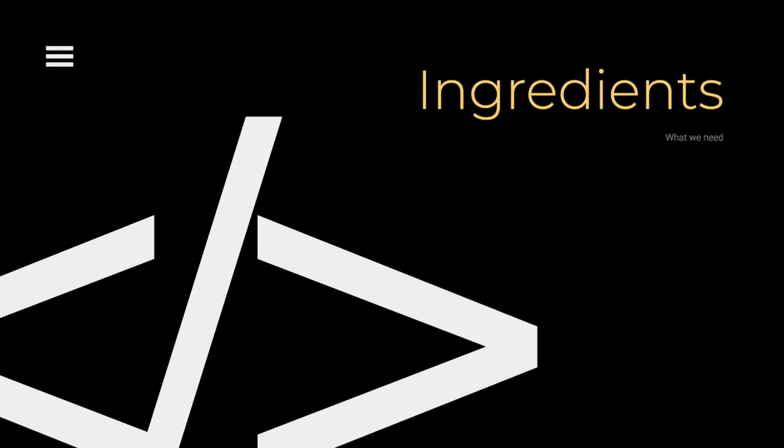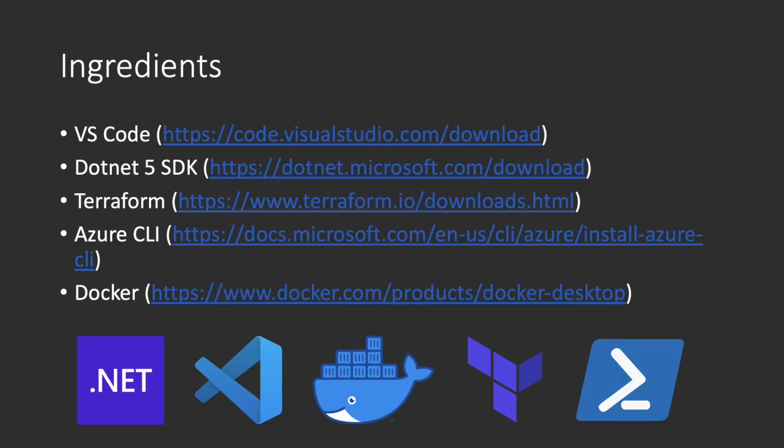So what are the ingredients that we need? We're gonna be needing Visual Studio Code, which is our code editor. We're gonna need the .NET 5 SDK. We're gonna utilize Terraform, Azure CLI, and Docker. You can find the links on the screen right now as well. I'm gonna be adding them in the description down below. So these basically are the ingredients, or basically the software we're gonna be utilizing.